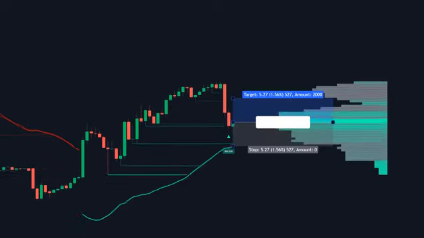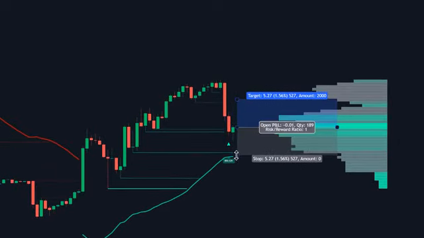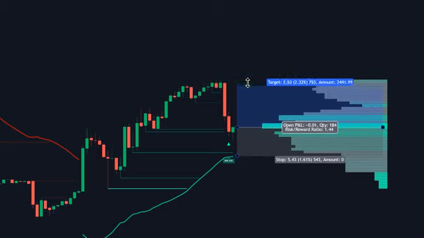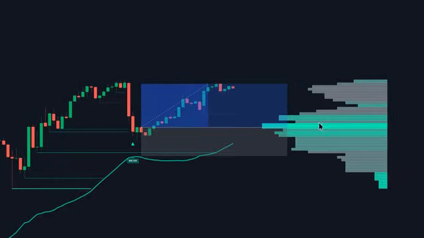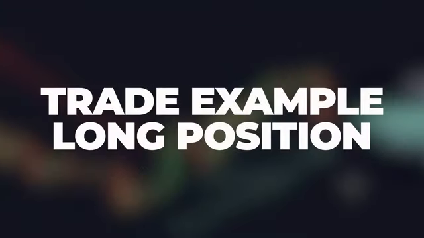The stop loss is going to be placed in line with the trend filter line, and the take profit will be set at 1.5 times the risk. Letting the trade run, and it was profitable. Now, here's another long position.